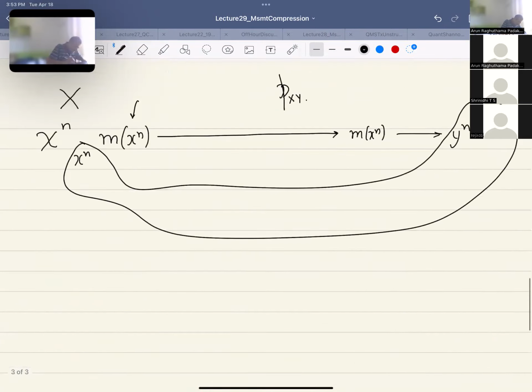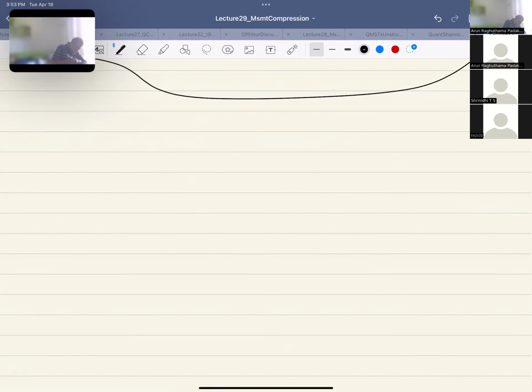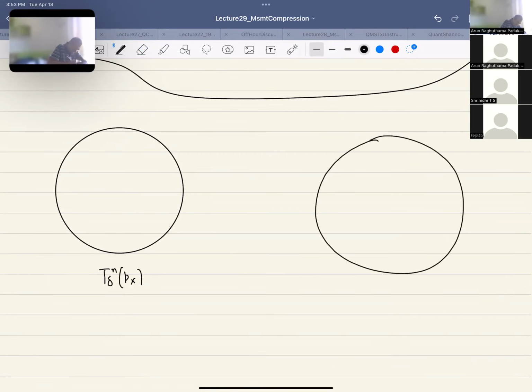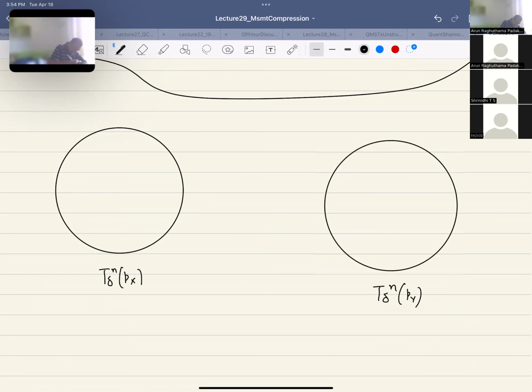Now let's look at our typicality picture. All my balls are the typical balls. So this is my X ball. This is my P_X typical set, T delta n P_X. Remember, there is a joint distribution. So this is my T delta n P_Y. There's a joint relationship. It's not that everything on the right and everything on the left is coming out. So there are 2 power n H of Y number of sequences on the right.